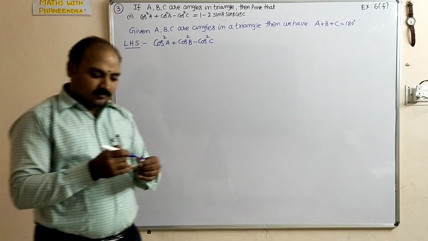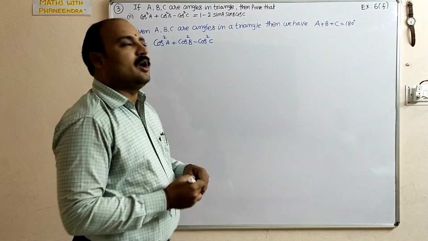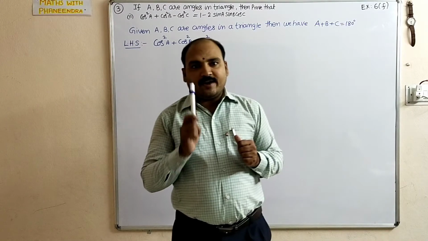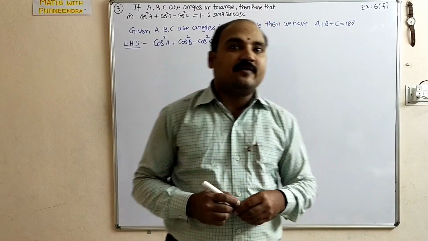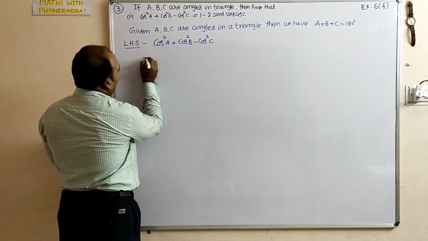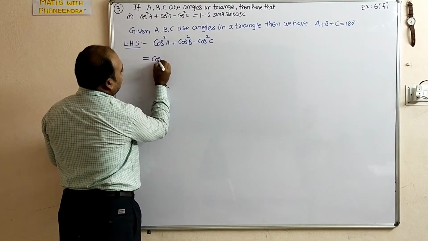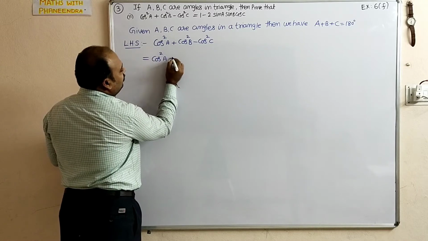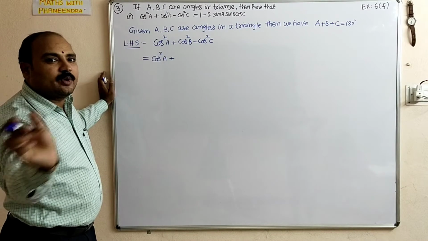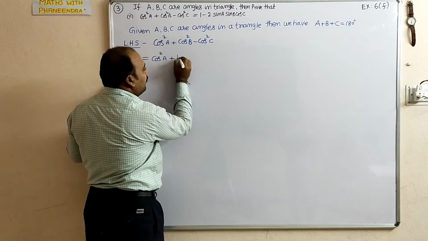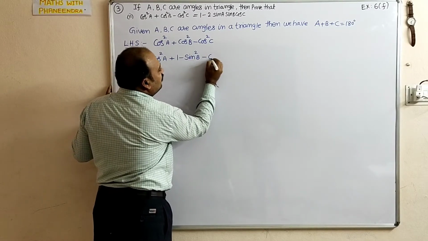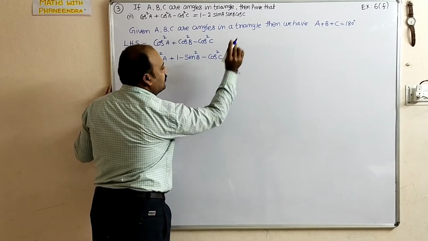This LHS we need to convert into formula form. We have the formula cos square A minus sin square B with us. But sin square B is not there here. So what we are going to do is write cos square A the same. The second term, cos square B: cos square theta can be written as 1 minus sin square theta, so cos square B can be written as 1 minus sin square B, minus cos square C. As it is, you have to write it.